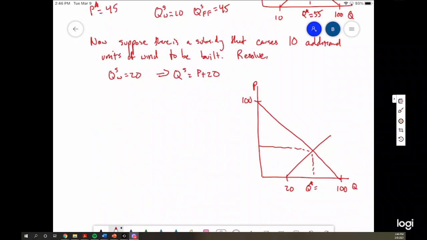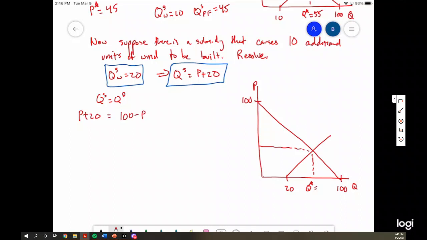Now suppose there is a subsidy that causes 10 additional units of wind to be built, and let's resolve this problem. So now QS wind is 20. This means that the total supply function is P plus 20. Now let's resolve the problem, setting QS equal to QD. We'll get P plus 20 equals 100 minus P. So then we get 2P equals 80. And then P star is equal to 40. And Q star is then going to be equal to 100 minus 40, which is equal to 60.